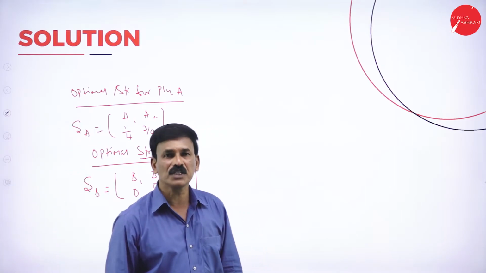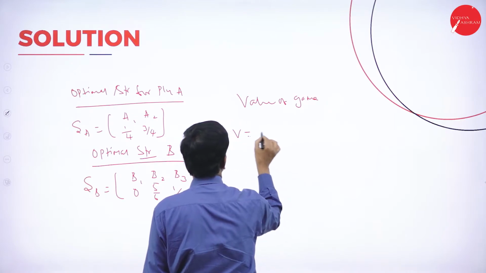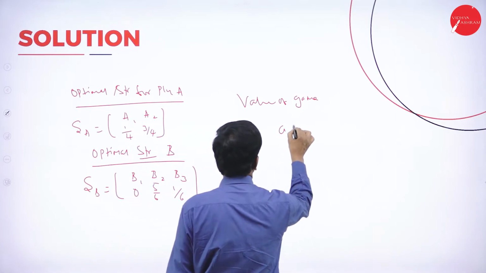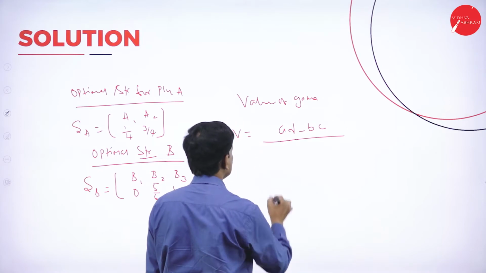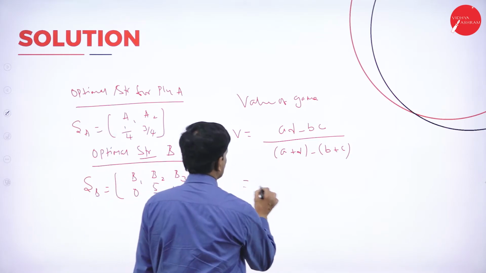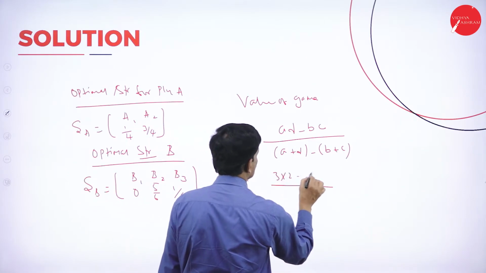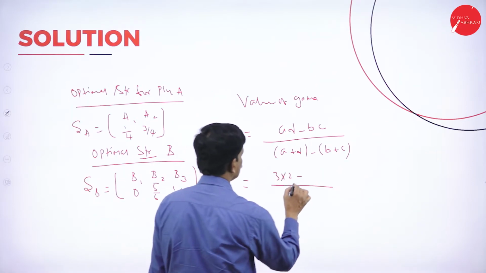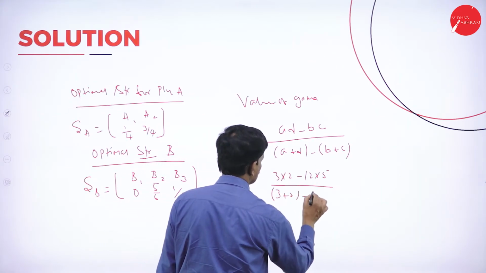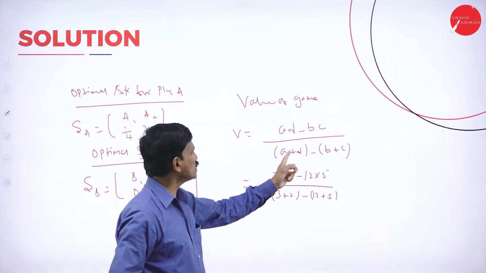Now let us write down the value of the game. The formula for the value of the game is A into D minus B into C, divided by, denominator is same, A plus D minus B plus C. Now A into D: what is A? A is 3, into D, 3 into 2, minus B into C, 12 into 5, divided by, denominator is same, 3 plus 2 minus 12 plus 5. Same: AD minus BC divided by A plus D minus B plus C.